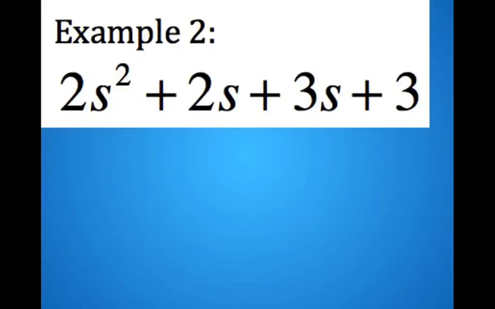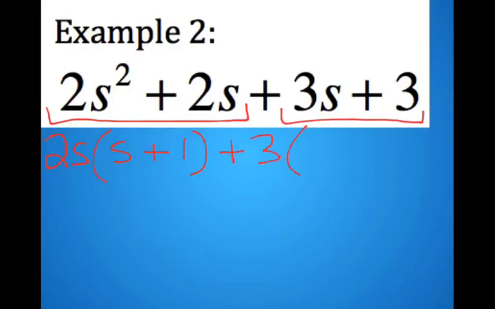Okay, this one, all four terms don't have anything in common, so we just proceed and start pairing them up. So the first two have a 2 and an s in common. So that leaves us with s plus 1, and then the last two terms have a 3 in common. So we take out the 3, and then that leaves us with s plus 1. We're happy because we have an s plus 1 in common, so we take that out, and then we see what's left, and we have a 2s plus 3 left over, and then we put an extra set of parentheses so that it actually works.